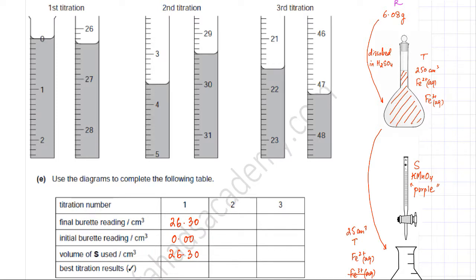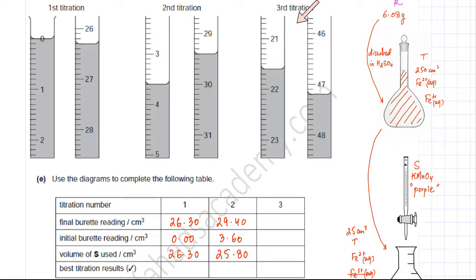Moving to the second titration, the initial burette reading is 3.60 cm³, and the final burette reading is 29.40 cm³. I'm going to use my calculator and subtract the 2 values: 29.4 minus 3.6, and the value that I get is 25.80 cm³. That's the amount of KMnO4 used in the second titration.